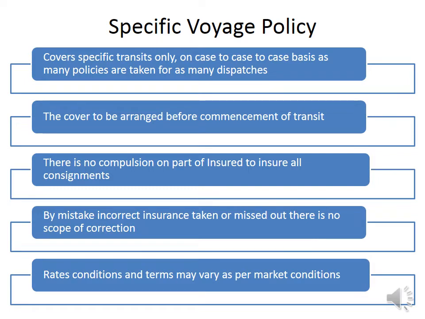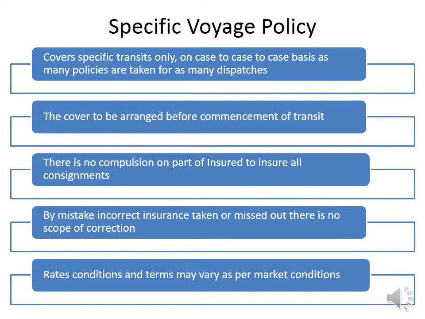The cover is to be arranged before commencement of transit. That means when the transit has started, there is no way I can take the policy. Then it will become non-disclosure of material fact. It is a transit policy. It has to be taken. It should not so happen that my dispatches are on the way and there is an accident and a total loss of the consignment, and then I go to the insurance company and ask for insurance. This is fraud. This is non-disclosure of material fact. This is not permitted in the insurance industry.